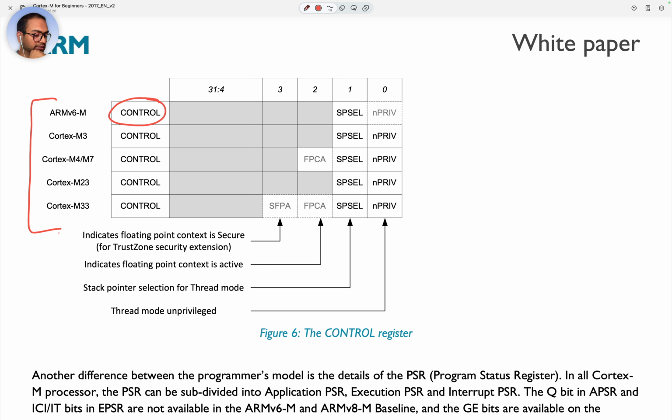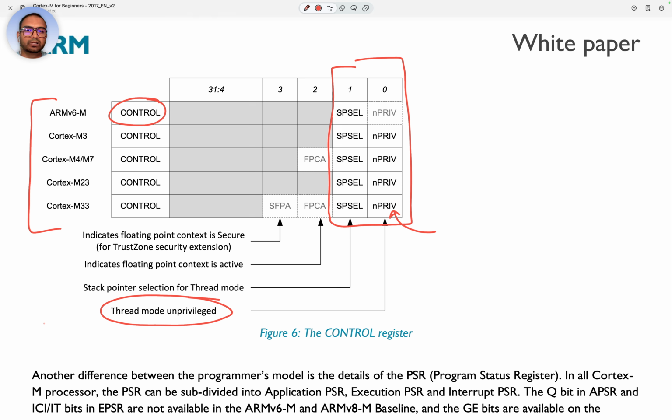And you'll notice that there are these two bits that are common across all. This 0th bit is conveying the mode and the privilege that our CPU is running in, and we'll come to the mode and the privilege. But the first bit here, the bit position 1, dictates what stack we are using. Are we using MSP? Are we using PSP? That is dictated by this bit.